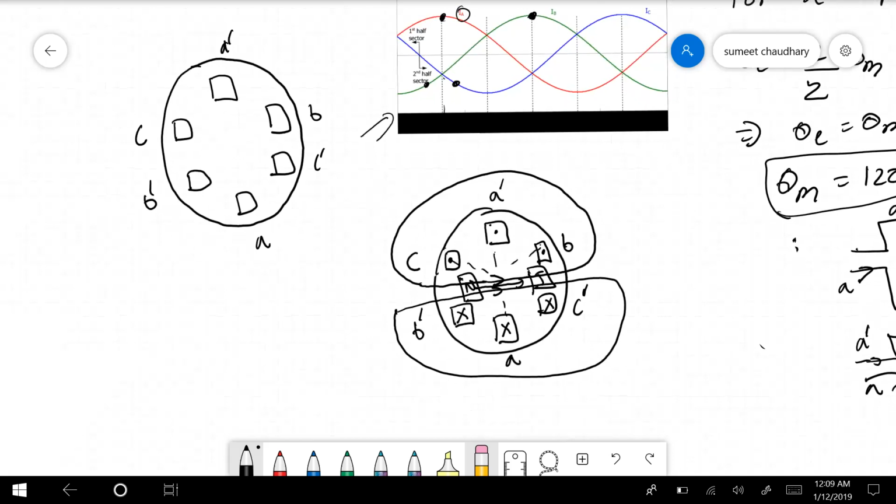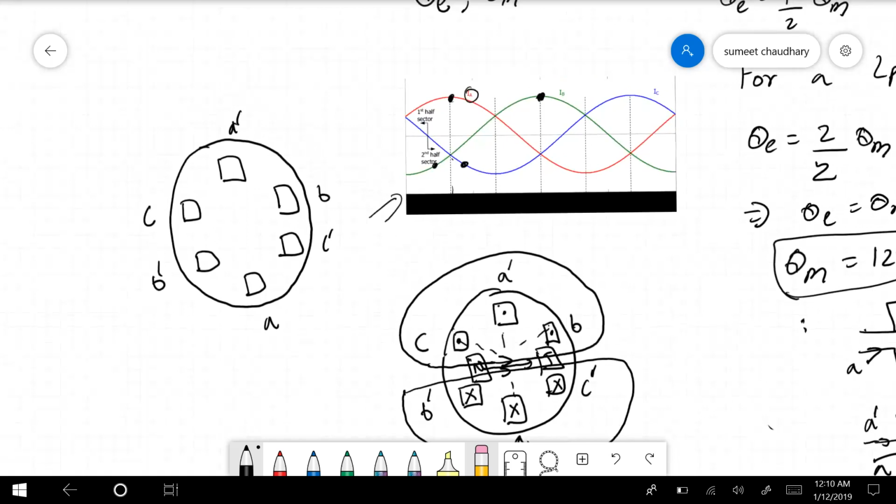Okay, so at this instant of time, as I pointed out over here, you find that your IB is positive and your IA and IC are negative. So in this case, what's going to happen: IA is negative, so therefore you have current entering from here and you have current exiting from here. Similarly, your IB is positive, so you have current entering from B, exiting from B dash, and your IC is also negative, so therefore you have current entering from here and you have current exiting from here.